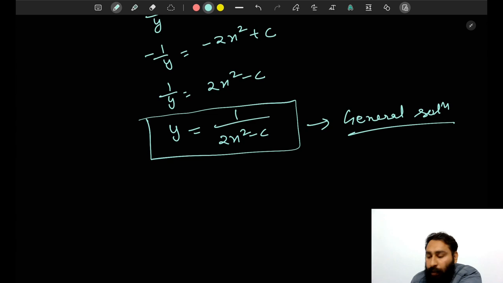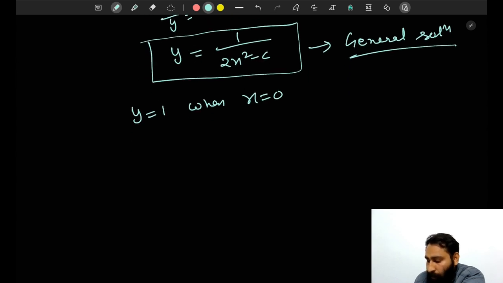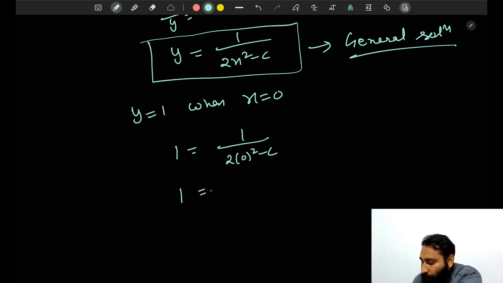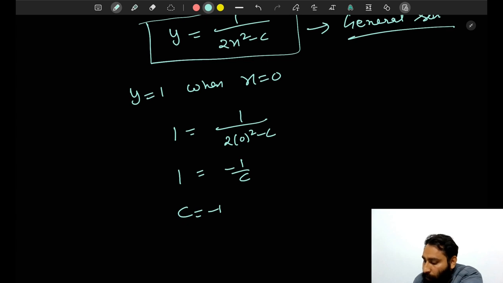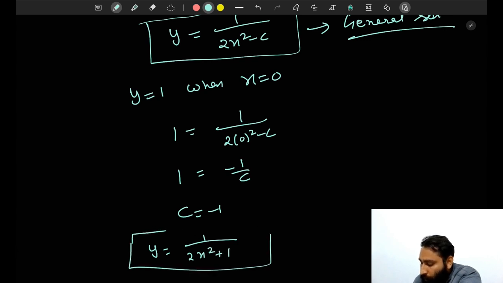If any condition is given in the question, like y is equal to 1 when x is equal to 0, we put the value of y is equal to 1 and x is equal to 0. So we get 1 is equal to minus 1 upon c, so c is equal to minus 1. We put the value of c in the general solution and we get the particular solution. So y is equal to 1 upon 2x square plus 1. This is the particular solution of the differential equation.